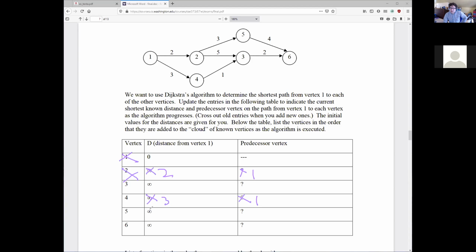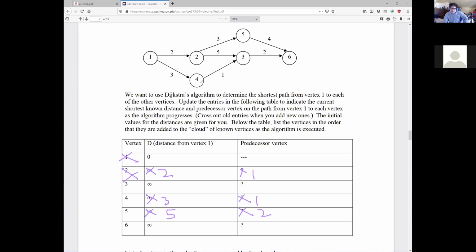But we're not going to ask ourselves, is 3 less than infinity? What we're asking ourselves is, is the cost to get to 5 from 1 less than the cost we already know? So the cost to get to 5 is the cost it takes to get to 2 plus this additional edge. It takes 2 to get to 2, plus the 3, so it costs 5 to get to 5. And that was less than infinity, of course.